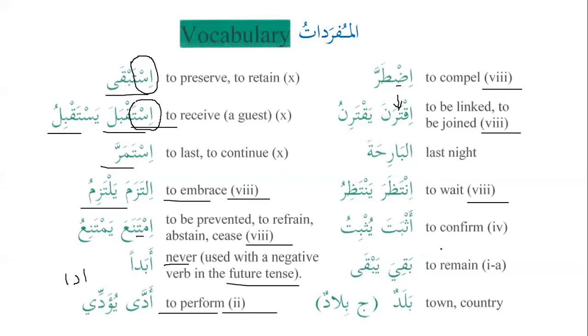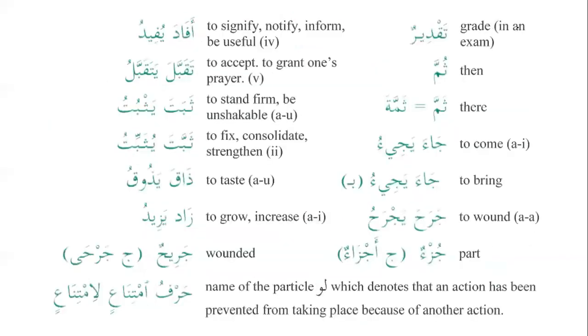Athbata yuthbitu, ithbatan, to confirm. This is verb form number 4. Aslama yuslimu, islaman. Baqiya yabqa, so this is samia yasma'u on the pattern of baqiya yabqa. And when we take it to verb form number 10, then we have seen that it has become istabqa yastabqi. Baladun, town or country, and the plural is on the pattern of fi'alun, it is biladun.